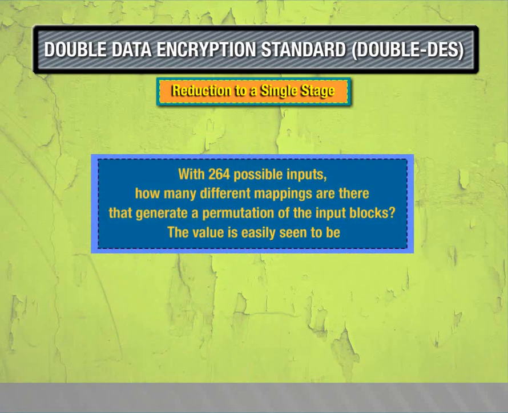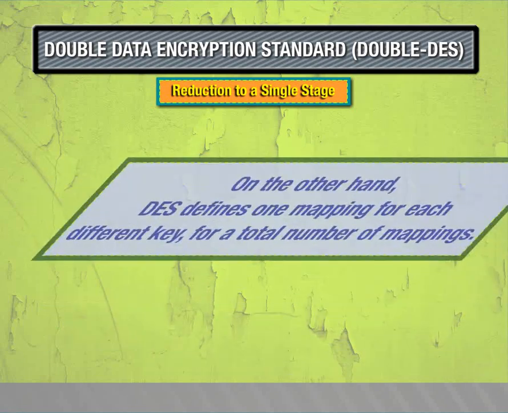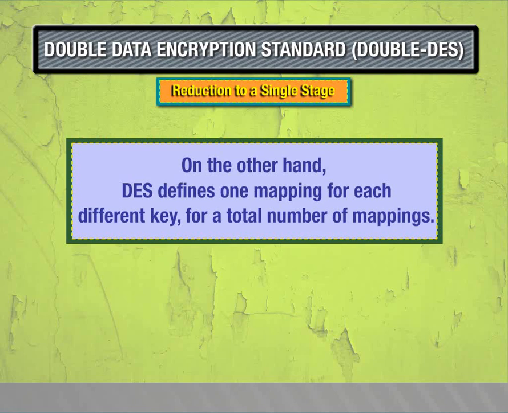With 2^64 possible inputs, how many different mappings are there that generate a permutation of the input blocks? The value is easily seen to be 2^64 factorial, which is approximately 10^347,380,000,000,000,000,000, greater than 10 to the power 10^20. On the other hand, DES defines one mapping for each different key, for a total number of 2^56 mappings, which is less than 10^17.